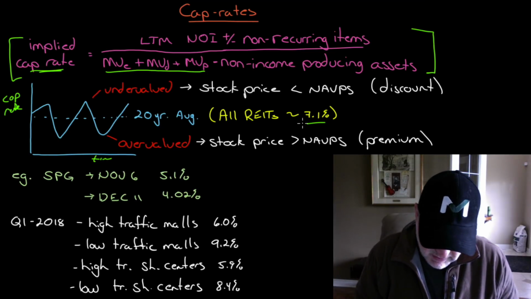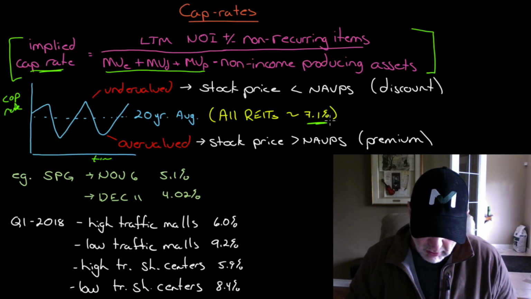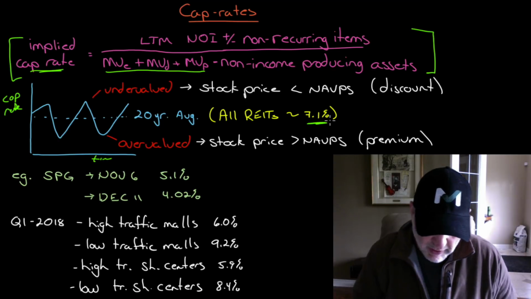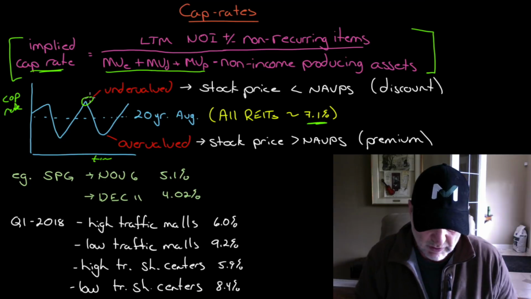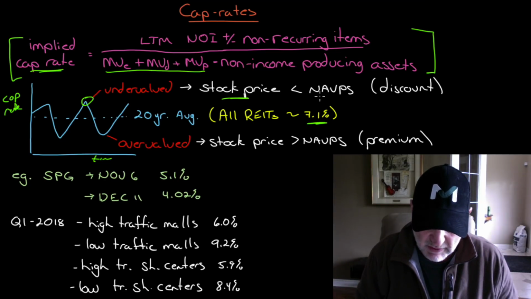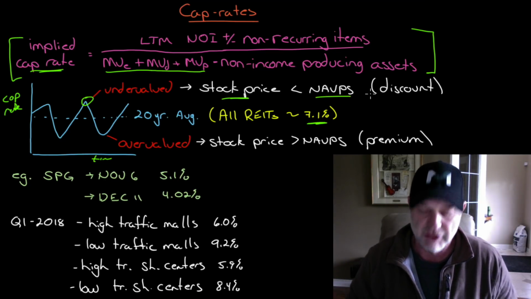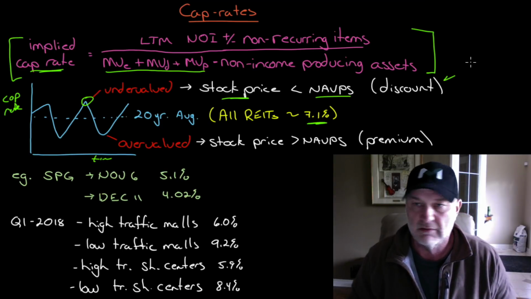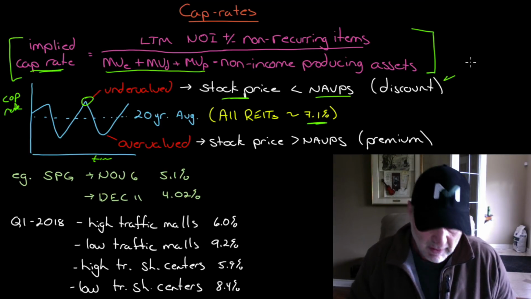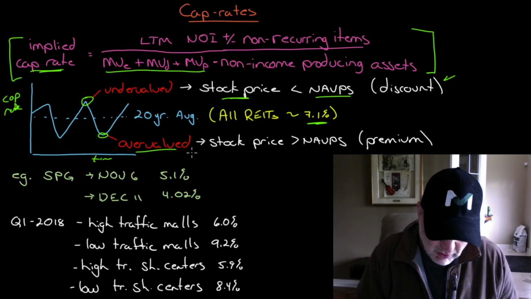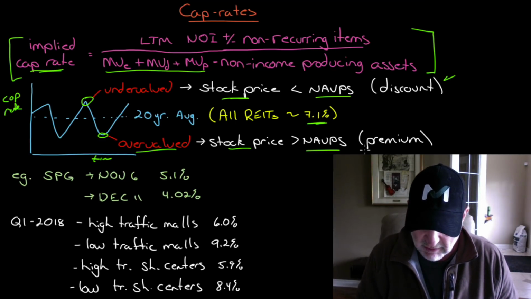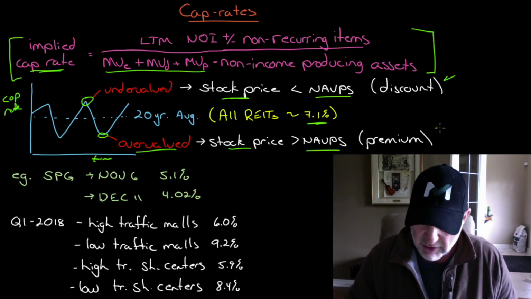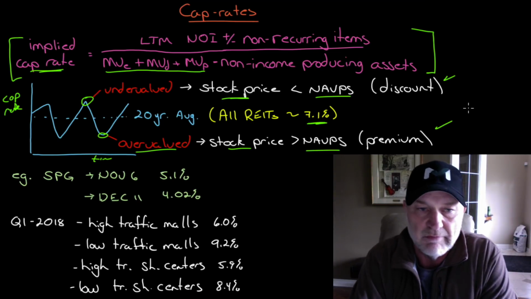Well, this is a 7.1%. That's for all REITs. So when we get a cap rate that's too high, we have REITs that are undervalued. And what this means is that its stock price is less than its net asset value per share. Well, they're selling at a discount. I want to buy things at a discount. When we get a cap rate that is too low, we have a REIT that is overvalued. Its stock price is selling for more than its net asset value per share. It's selling at a premium.